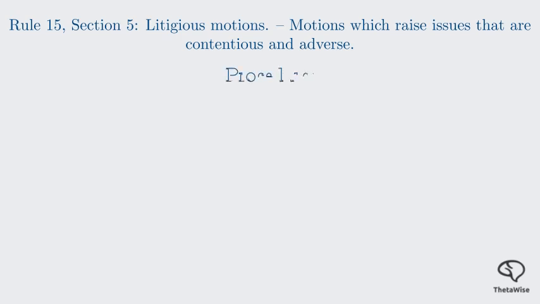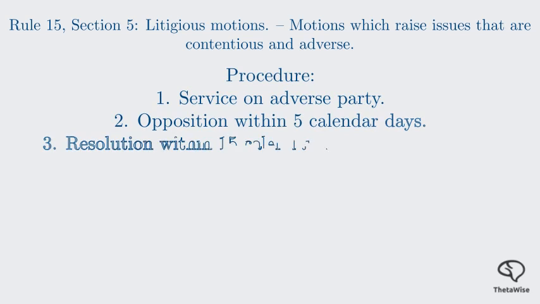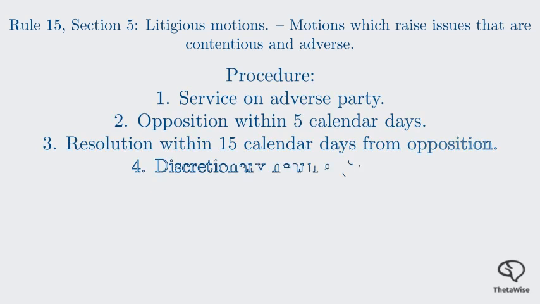The procedure is completely different. Litigious motions require opposition from the adverse party within 5 calendar days from receipt. No opposition, no problem. The court resolves it. If there is an opposition, the court has 15 calendar days from receipt of that opposition to resolve the motion. The court also has the discretion to call a hearing if it deems it necessary. This distinction is paramount. For the bar, you must be able to classify a given motion as either litigious or non-litigious, as this determines the entire procedure. A wrong classification means a wrong procedural step, which will cost you points.